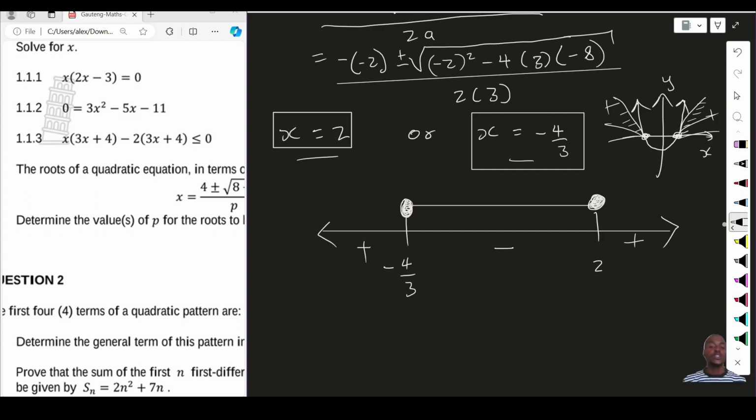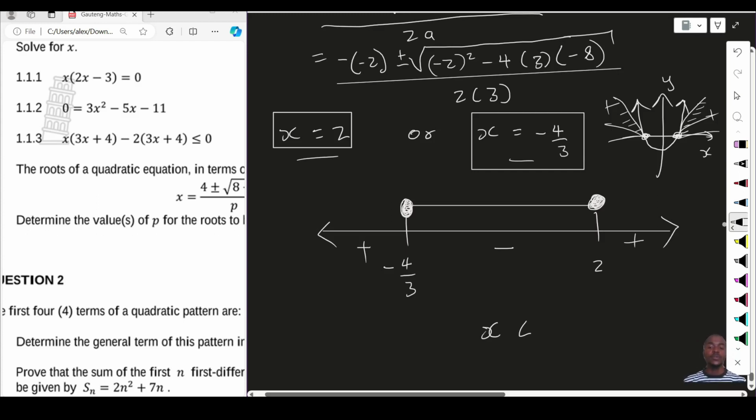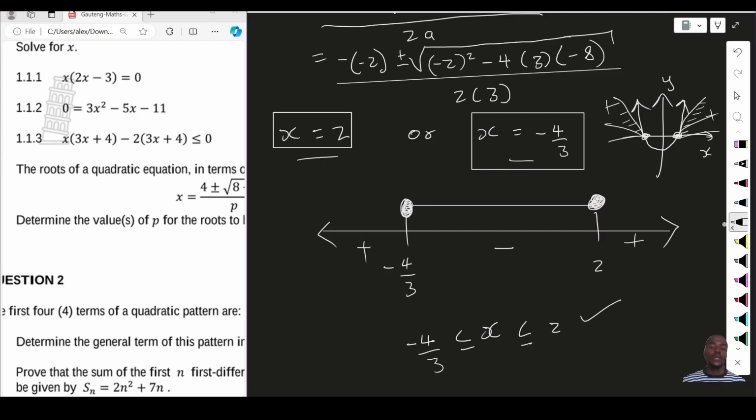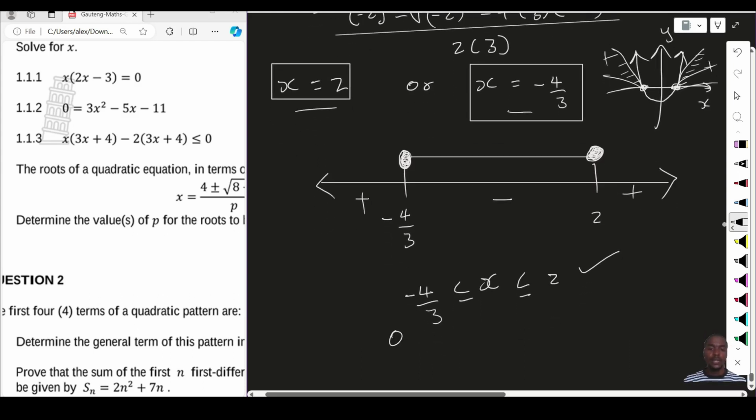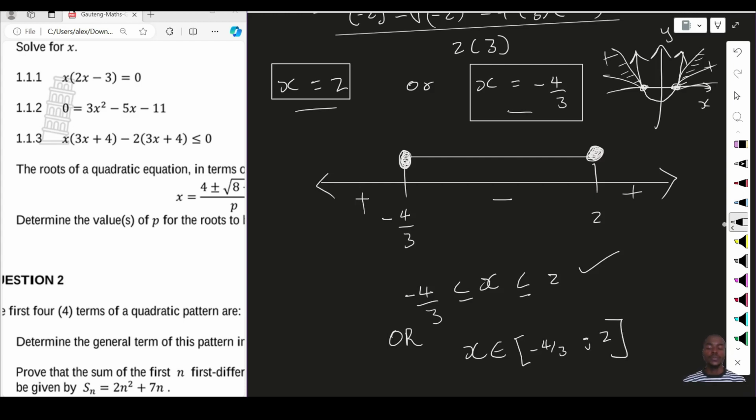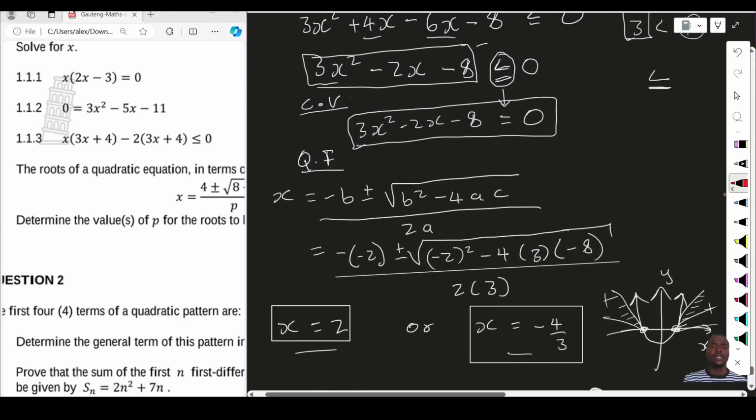Then you must write the solution. The solution is x is between what? Between -4/3 and 2. But they must be included. This is a mark. Or someone can say x is an element of, then square brackets, -4/3 comma 2. That's also a mark.